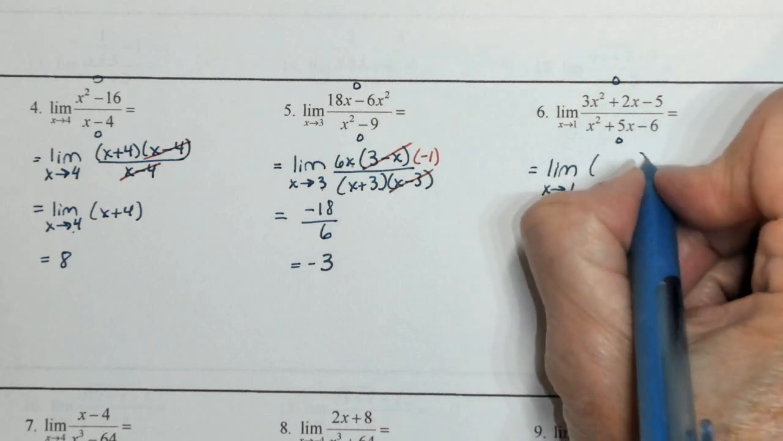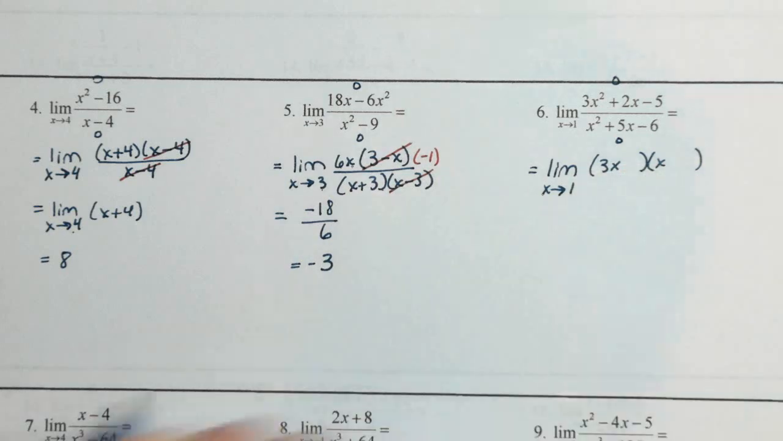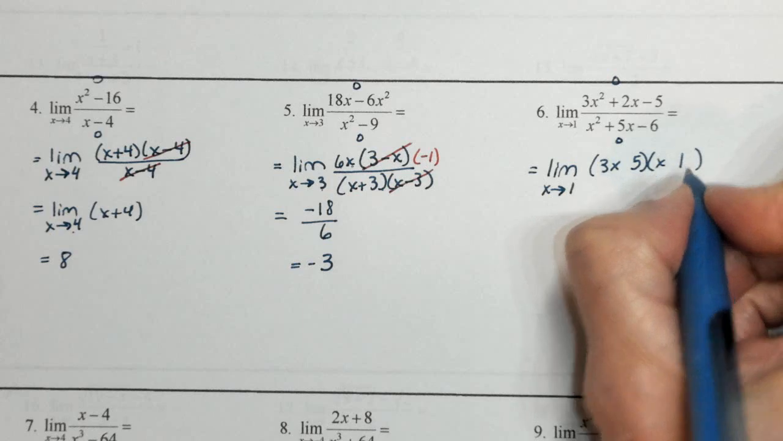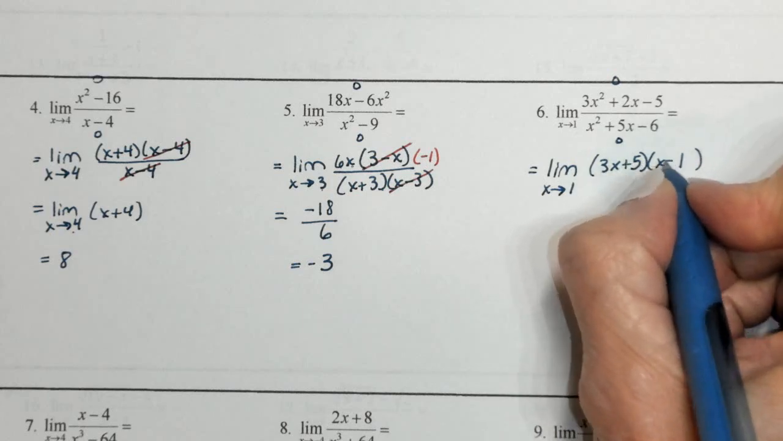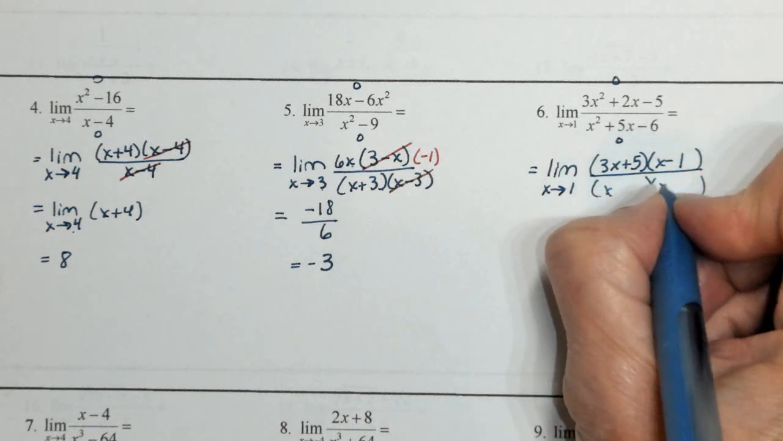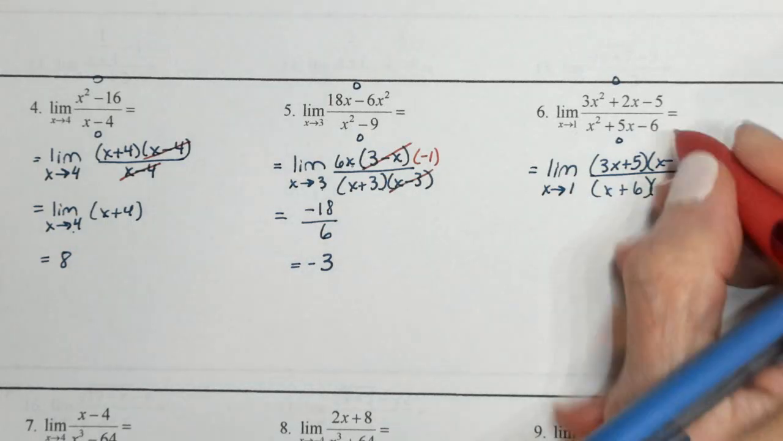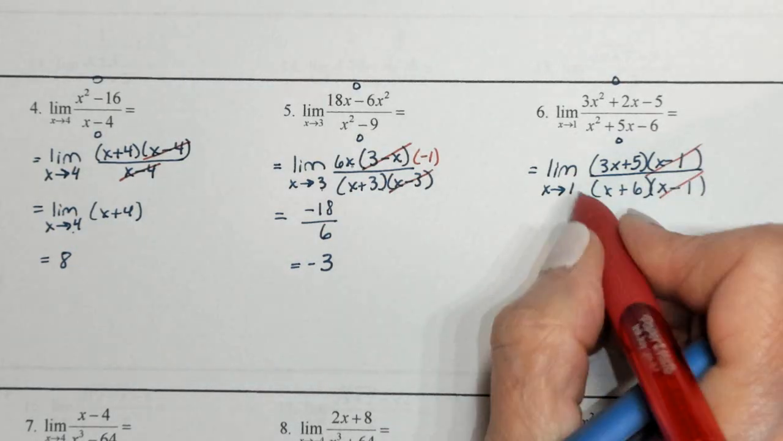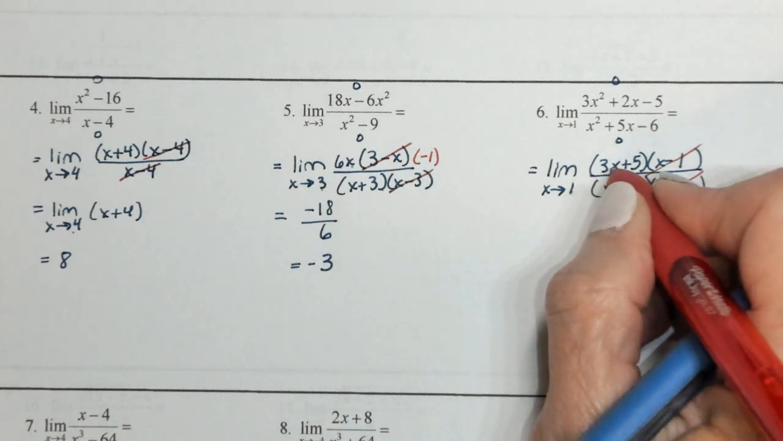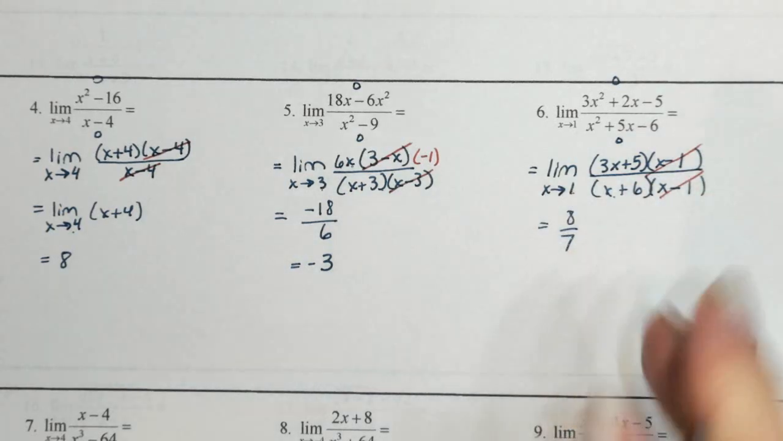So I'm going to factor 3x and x. Okay, and let's see, I'll need a 5 here and a 1 there. I'll need a plus here and a minus there. Over x and x, 6 and 1, plus and minus. The x minus 1's reduce out. Because x is not 1, we can reduce those. I put 1 into the remaining x's, and I get 8 over 7, 8/7.